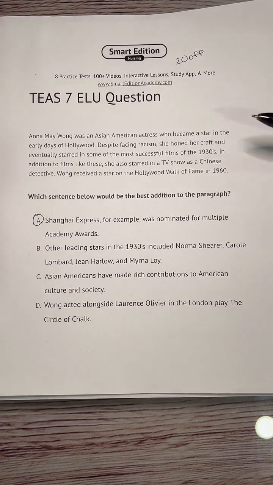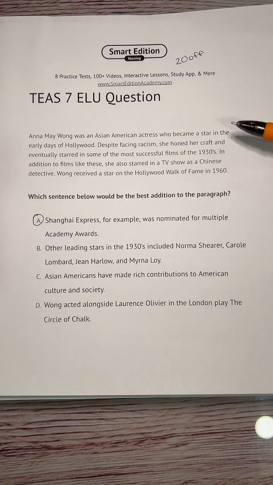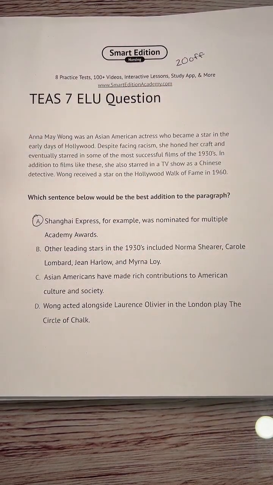She's an Asian American actress, and these are all the really good shows and all the really good things that she's done. So then if I'm writing about this lady being successful, and then I only show this, your intuition would tell you that this would be the best fit because this is talking about being nominated for an Academy Award.